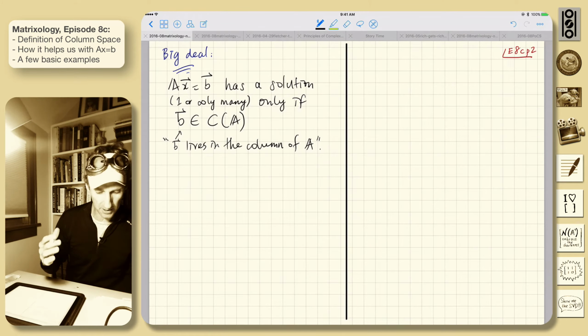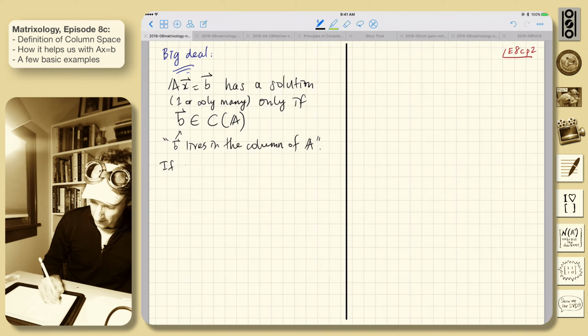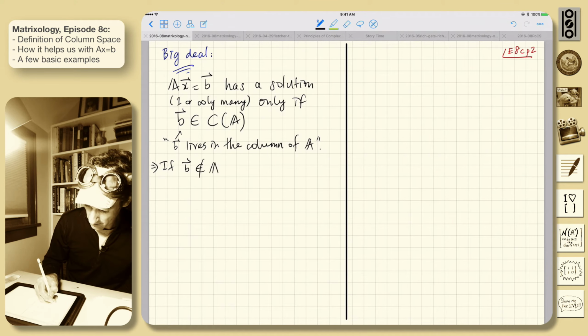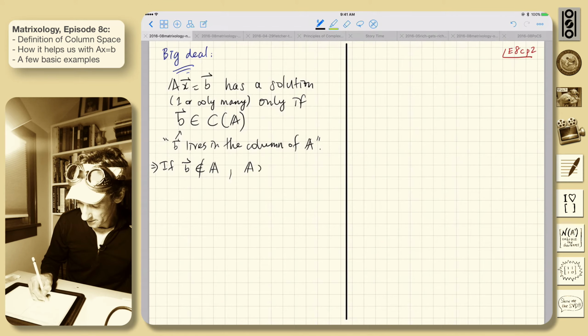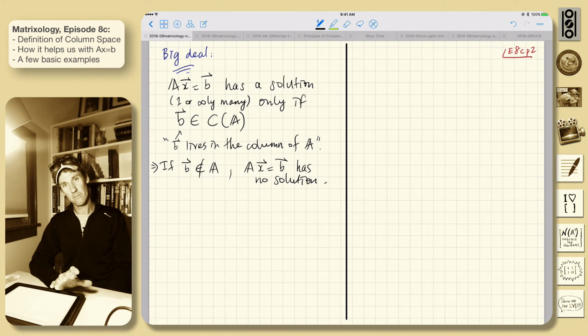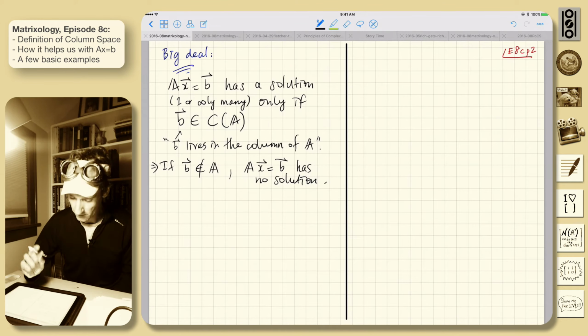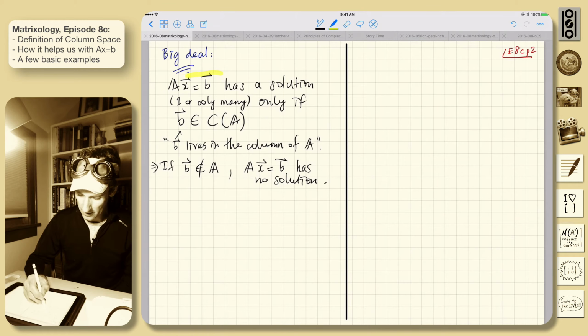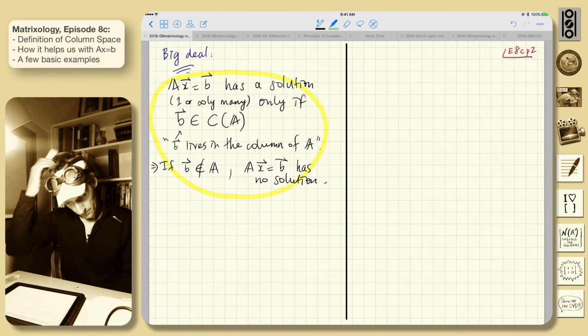And so consequently, if b is not in the column space of A, Ax = b has no solution. And what we'll do later on is we'll get our best solution for that. We're not sad. This will be okay. So this is a big deal here.